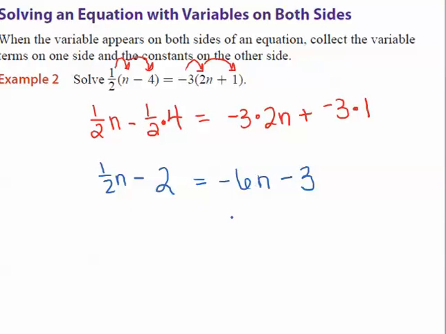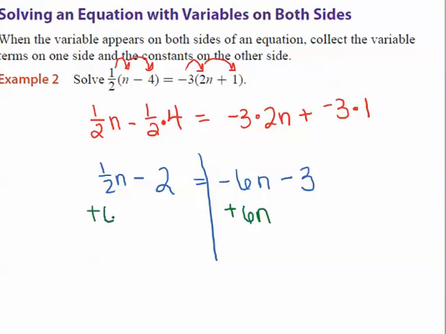My rule of thumb, let's do our river. My rule of thumb is always move the smaller number to the bigger number. Smaller in value. So negative 6n is smaller than 1/2. So I'm going to make this plus 6n.